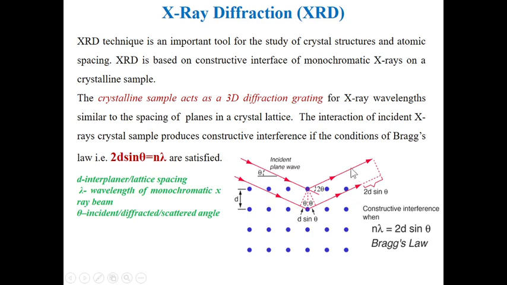If constructive interference happens, then the intensity will be higher and it will be detected by the detector. Constructive interference can happen if, when the incident rays are diffracted by the lattice, the diffracted rays satisfy the condition 2d sin theta equals n lambda. Then constructive interference happens and it will be detected as intensity at the detector. Okay, so here d is nothing but the interplanar or lattice spacing.